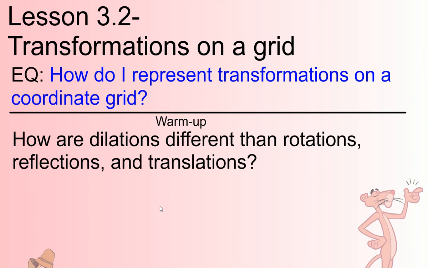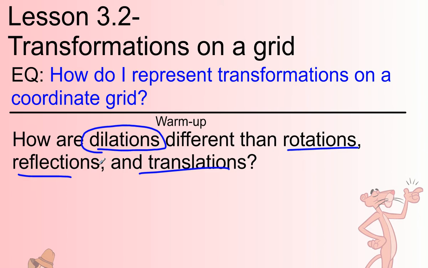And hopefully what you've been able to see over the past many lessons is that rotations, reflections, and translations are all those rigid transformations where the size of the image does not change, the shape of the image does not change. Where a dilation, on the other hand, the size does change. It's made bigger or smaller. It's zooming in or zooming out.